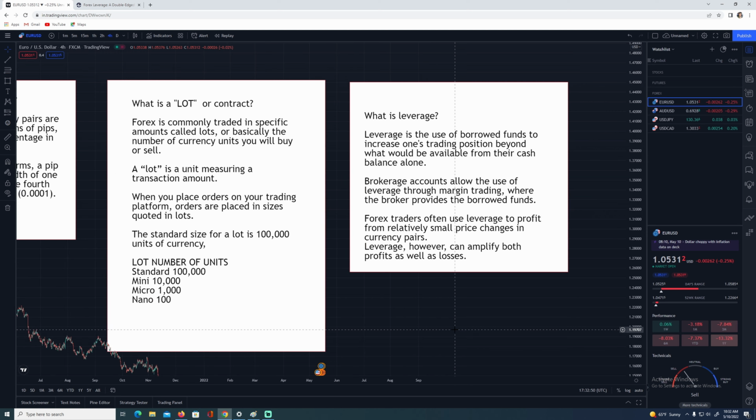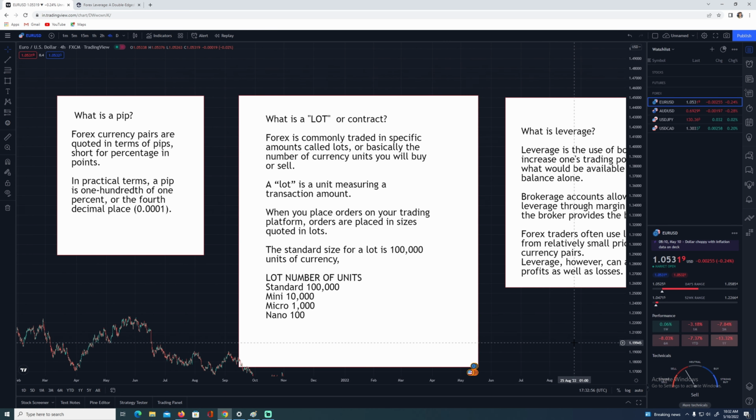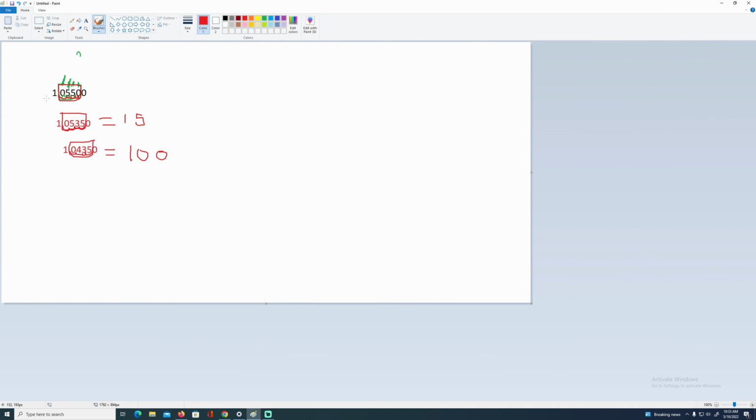Okay, so just a quick recap. Pips. What are pips? Pips are basically the unit of measurement that we use to calculate how much money you're making or losing. In practical terms, a pip is 1/100 of 1%, or the fourth decimal place. Remember what we did over here, we move the decimal point 4 times: 1, 2, 3, 4. And from there, we start reading to the left. So if that number goes up 5, that means it's 5 pips.